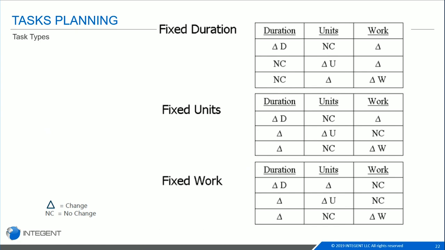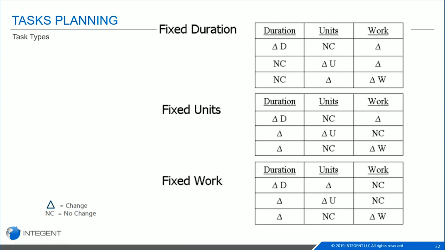And it's just a table to show, if you have a fixed work task, that means your work is not going to change. It's going to be fixed. It's going to be constant. But if you do end up changing the duration, your work will absolutely not change because you have that fixed work type. But as a result, your units will change. If you change the units, your work will not change because again, we're working with fixed work.